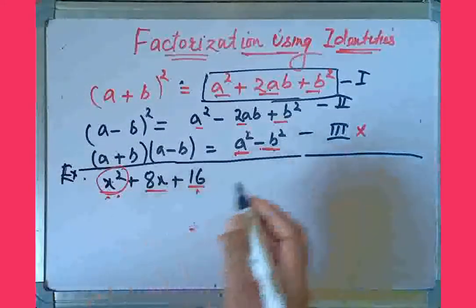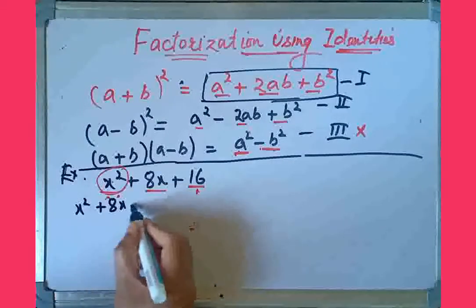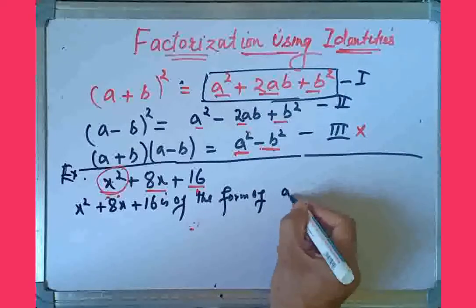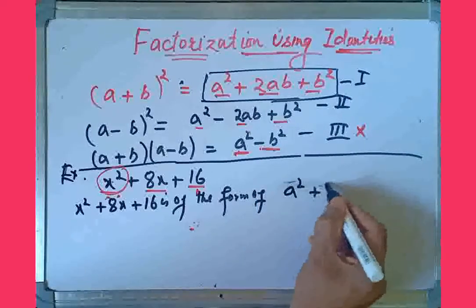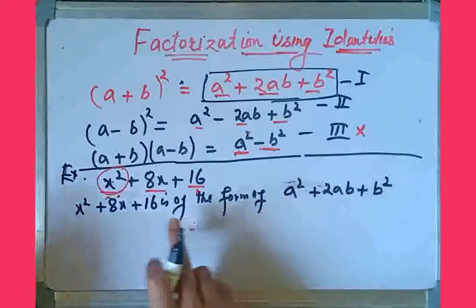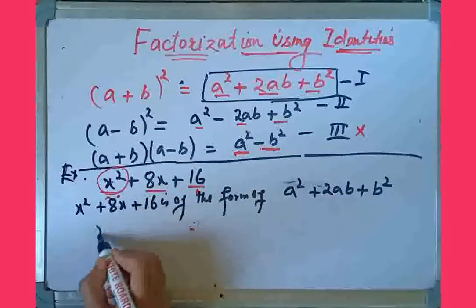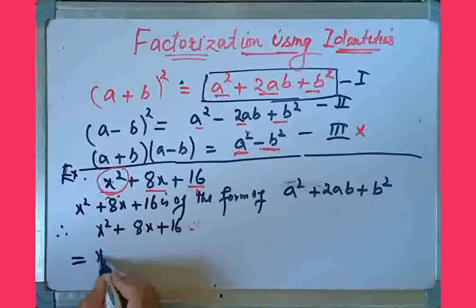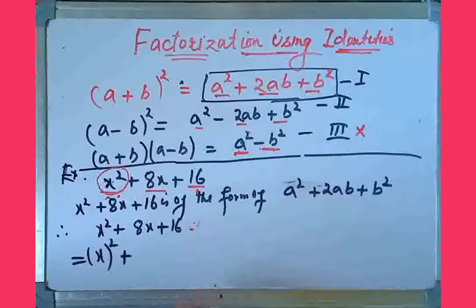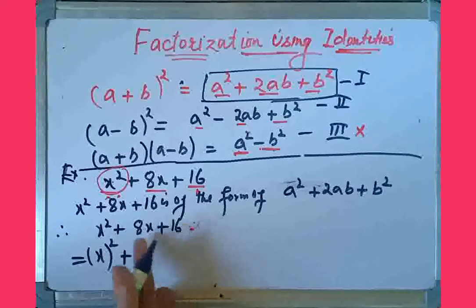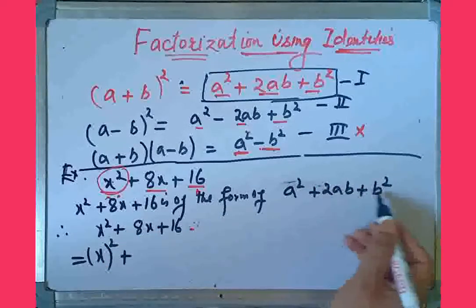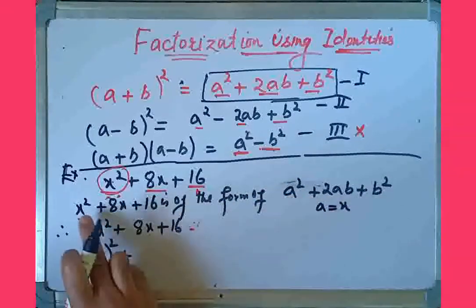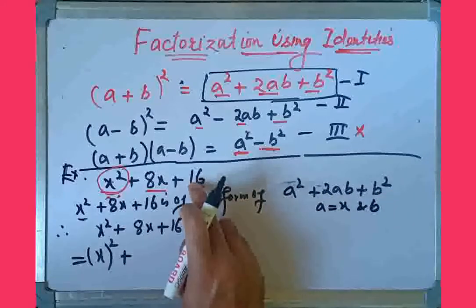So this identity, a square plus 2ab plus b square, is of the form of this. We can write that x square plus 8x plus 16 is of the form of a square plus 2ab plus b square. Here in this expression, a is equal to x, since x square is a square. And b square is equal to 16, which means b is equal to 4.